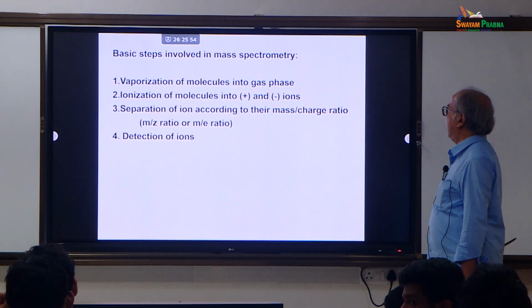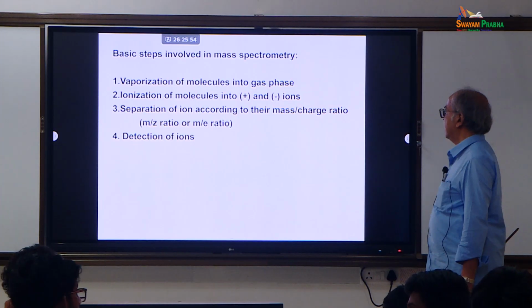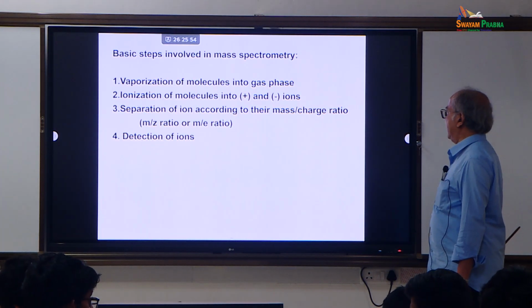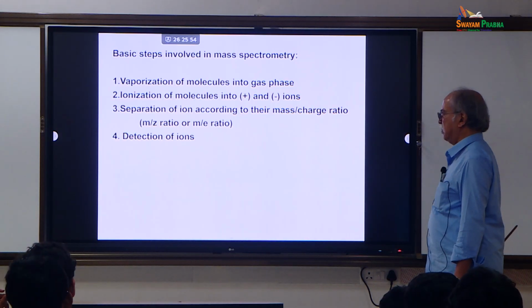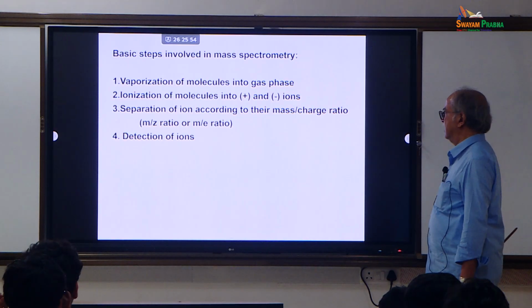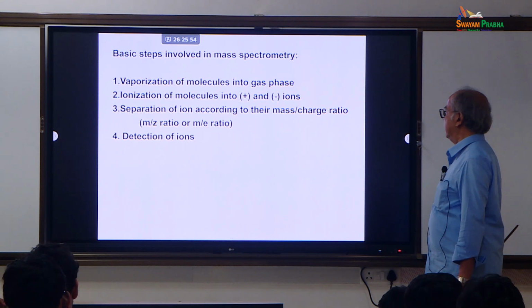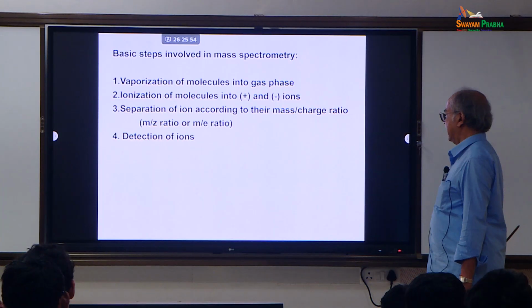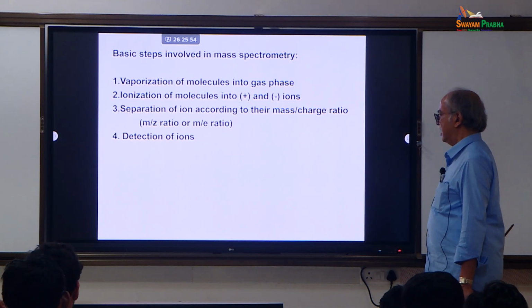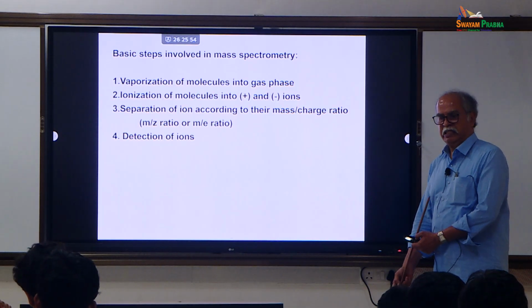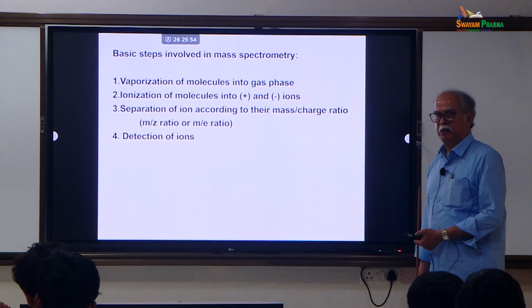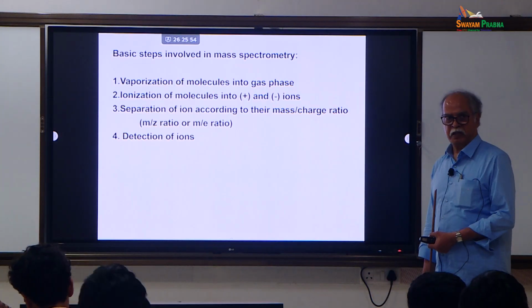These are the steps involved in mass spectrometry. Vaporization of molecule into gas phase, ionization of molecules into ions, both positive ions as well as negative ions, separation of ions according to their mass to charge ratio, detection of ions. Now it is the m/z ratio which is being plotted in mass spectrometry.